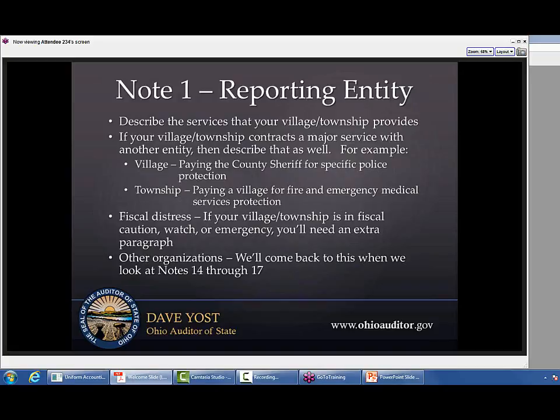We have a couple of examples. If the village is paying the county sheriff for specific police protection, so you have a contract with the local sheriff's office and you pay them money to provide extra patrols, that would be something you would want to put in Note 1. If you're a township and you pay a village for fire and emergency medical services, then you would also want to put that in there as a service that you offer. It's just that you're paying someone else to provide it.